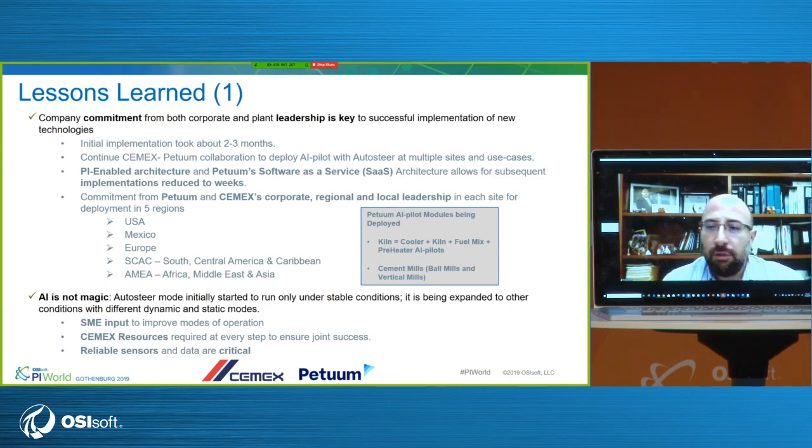Secondly, artificial intelligence is not magic. Don't expect things to work seamlessly and automatically when you turn it on. You need subject matter expert input in there. You need resources, and most importantly, you need reliable sensors. This has proved challenging to us because some of our sensors are very prone to failures because of high temperature applications. So we're adding some redundancy in some sensors to keep our models running most of the time. Next slide, please.